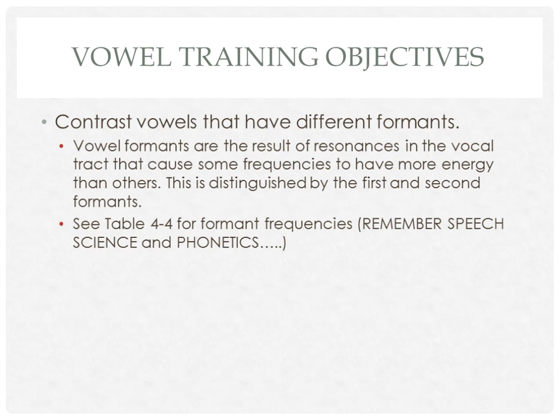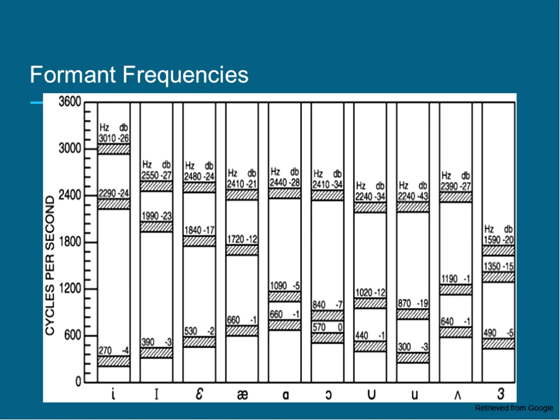So Dr. Matlock's speech science ought to be coming to the fore, and you ought to be thinking about formants and spectrograms, and you ought to remember what you learned in phonetics. Vowel formants are the resonances in the vocal tract that cause some frequencies to have more energy than others. And it's typically the first, second, and third formants of the vowels that distinguish one vowel from the other. And I bet you thought you would never have to look at this again.